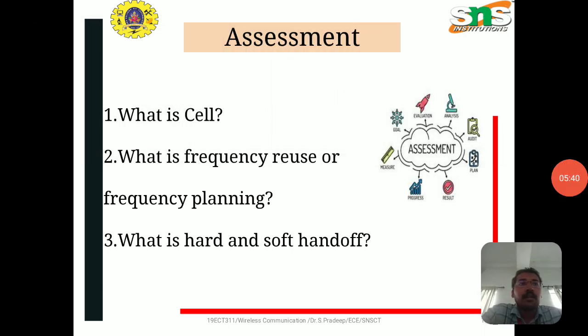Assessment: what is a cell, what is frequency reuse or frequency planning, what is hard and soft handoff.